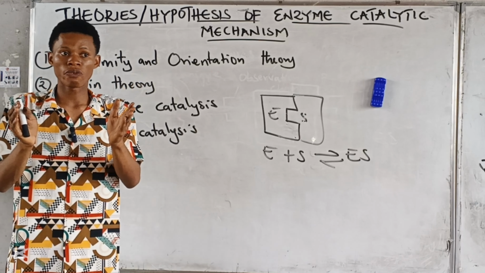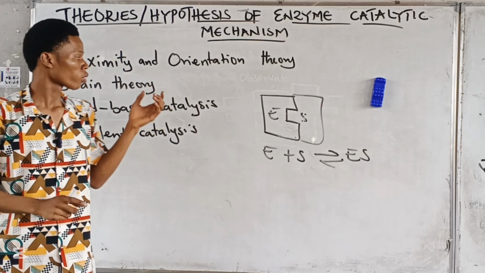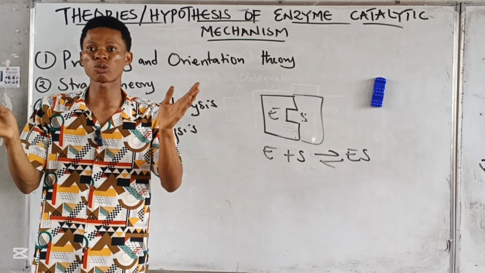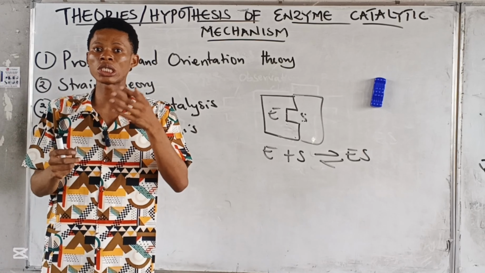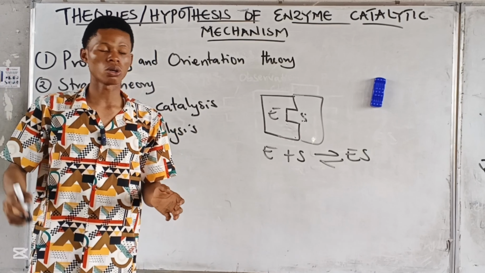They must be close enough and in the right position or angle. Strain theory: as the enzyme and the substrate bind, there is a form of internal strain or agitation that changes the substrate to what? Product.